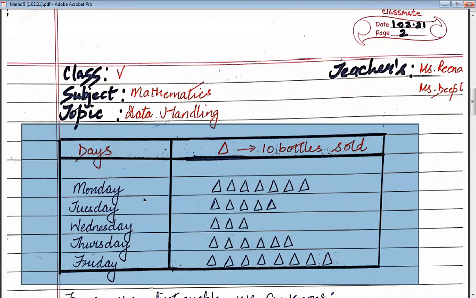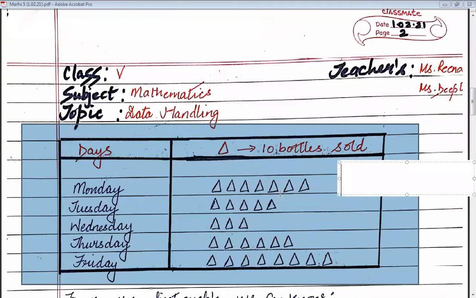In the first column, it's given days: Monday, Tuesday, Wednesday, Thursday, and Friday. On the right hand side, in the second column, it is written that one triangle means 10 bottles sold. So it means if you have one triangle in the picture, it means 10 bottles sold. Okay, so now let's read the given information here.